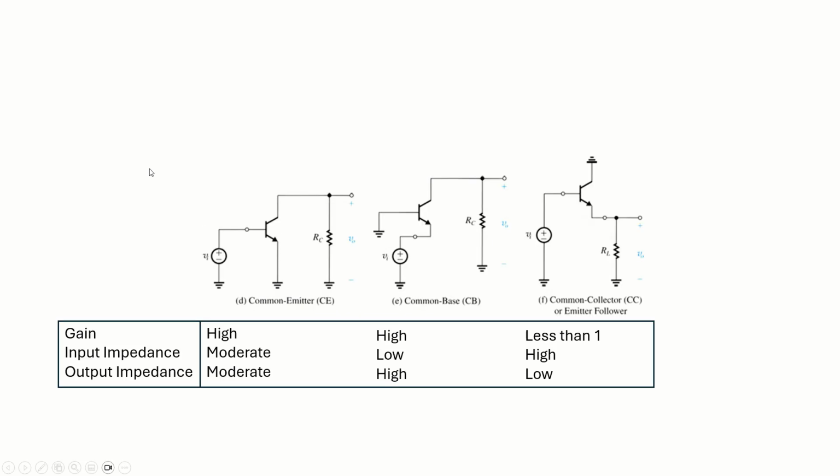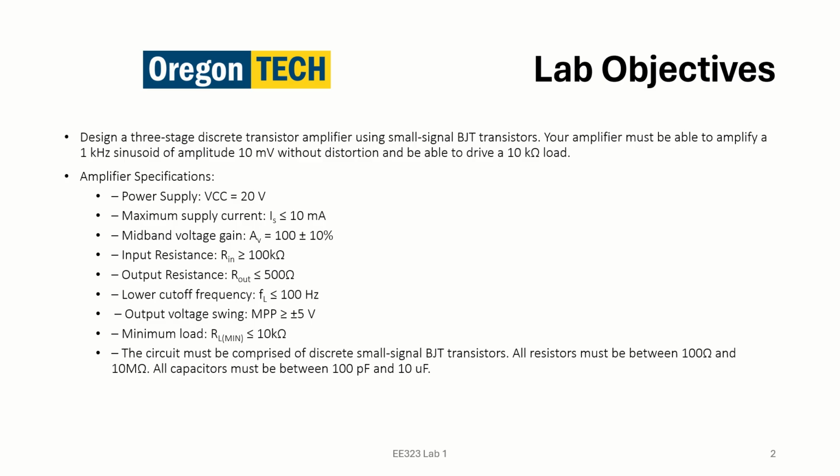So first off, I wanted to go over the lab objectives. Design a 3-stage discrete transistor amplifier using small signal BJT transistors. Your amplifier must be able to amplify a 1 kHz sinusoid of amplitude 10 millivolts without distortion and be able to drive a 10k ohm load.